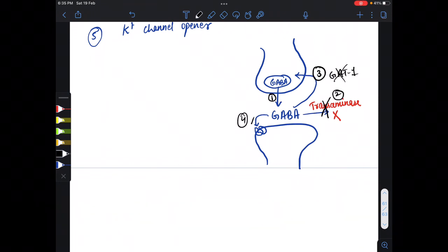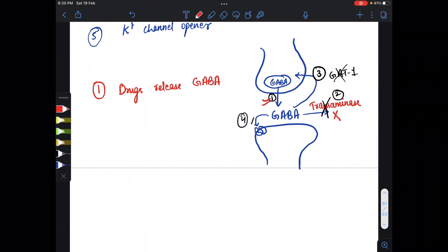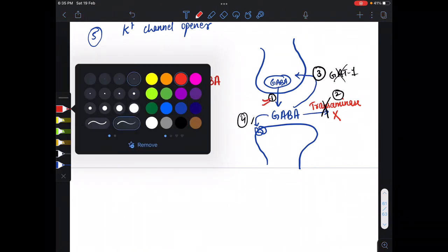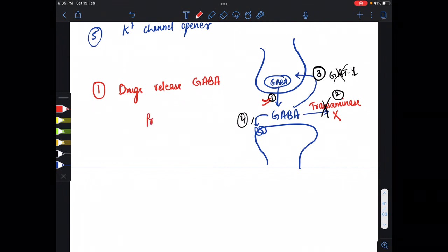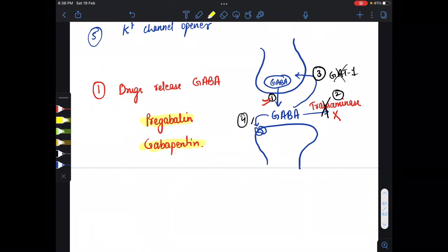Now which drugs will act on which type? Here I am writing the first one, that is the release of GABA. The first drugs are the drugs which release GABA. In this we have 2 drugs, the names of these drugs are pregabalin and gabapentin. These 2 drugs increase the release of GABA.